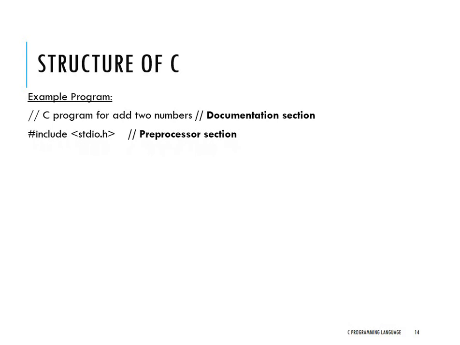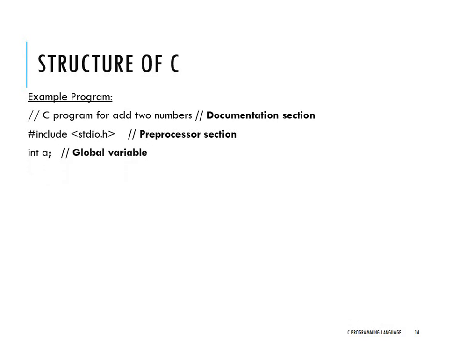Now we are going to see an example of the structure of C. The first line is the documentation section. It contains the name of the program. Here I have given a C program to add two numbers, and then #include, which is the preprocessor statement that contains the library files. These library files tell the compiler how to compile and execute this C program.